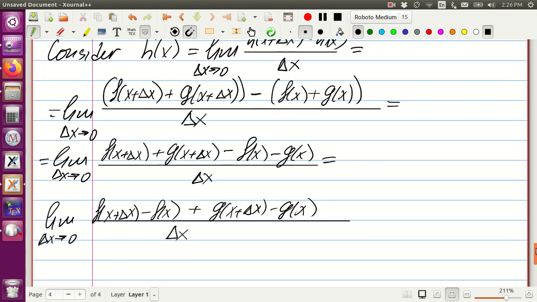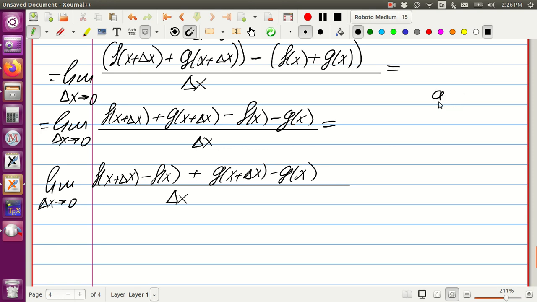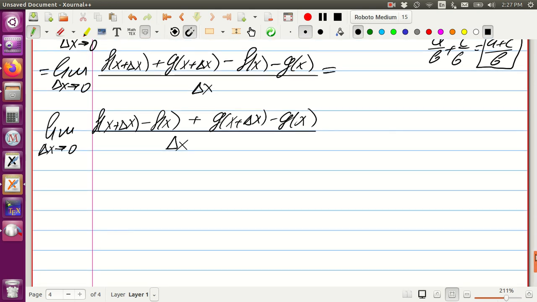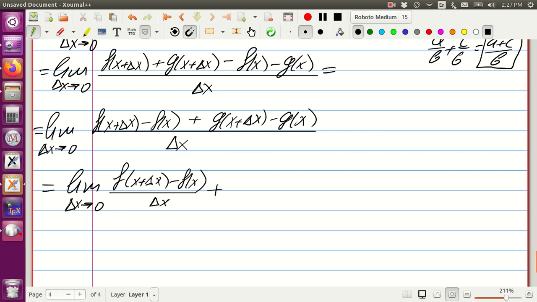All of it divided by delta x. And we know if we have a over b plus c over b, we can write it as a plus c over b. But also, if we have a plus c over b, we can always write it as a over b plus c over b. So that's what I'm going to do over here. I'm going to write the first expression with f's over delta x plus the second expression with g's over delta x. So we have the limit as delta x goes to 0 of f of x plus delta x minus f of x divided by delta x, then the plus, then g of x plus delta x minus g of x over delta x.